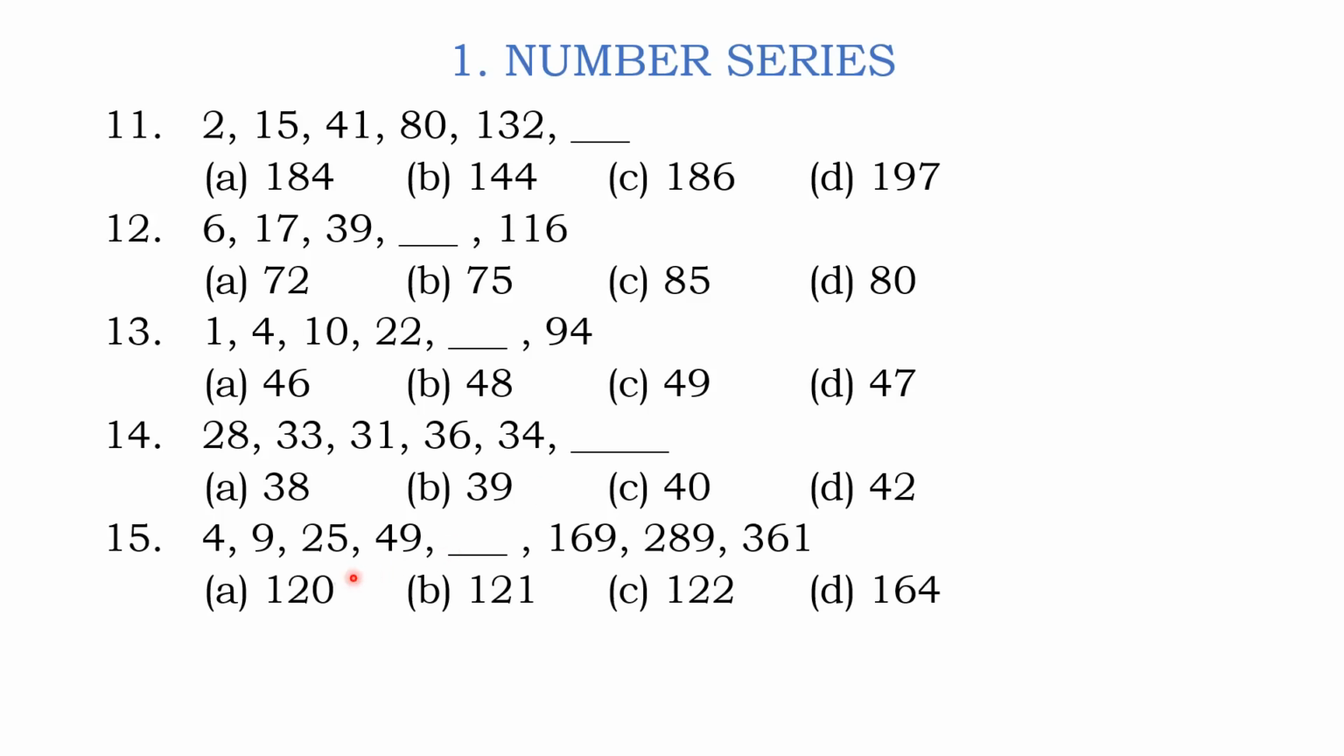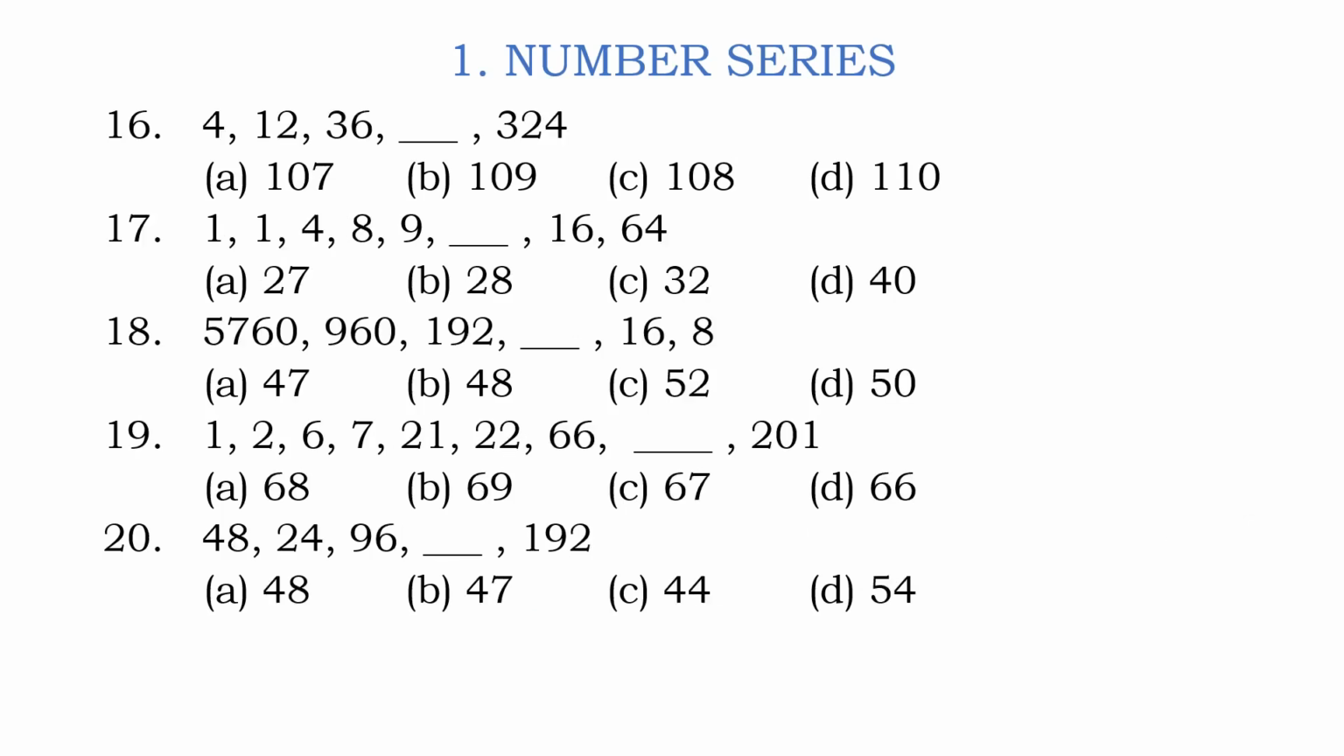And the next problem, 4, 9, 25, 49, blank, 169, 289, 361. Here if you observe, all these numbers are perfect squares. So 2 square, 3 square, 5 square, 7 square, then blank, 13 square, 17 square and 19 square. So these are all squares of prime numbers. So this is 7 square, means next should be 11 square, which is 121. So the answer is B.